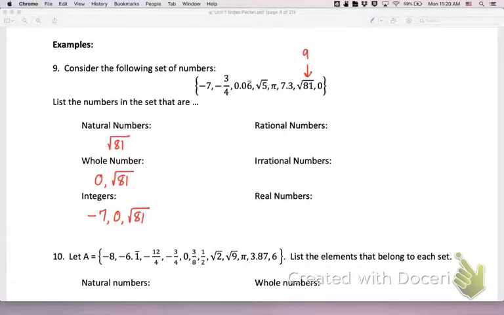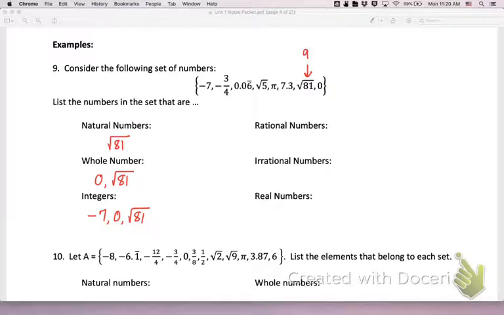So rational numbers now is where we add in our fractions, where we add in our decimals, and where we add in our perfect roots. So I say that because we have two roots here. Square root of 81, we've already said that's perfect, that's 9. But the square root of 5 is 2 point yada, yada, yada. So that's not a rational number. Pi is not a rational number, but all the other decimals and fractions are nice and good to go.